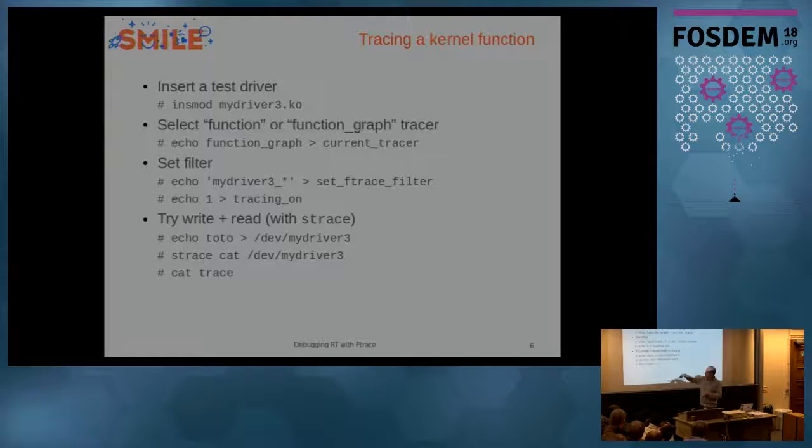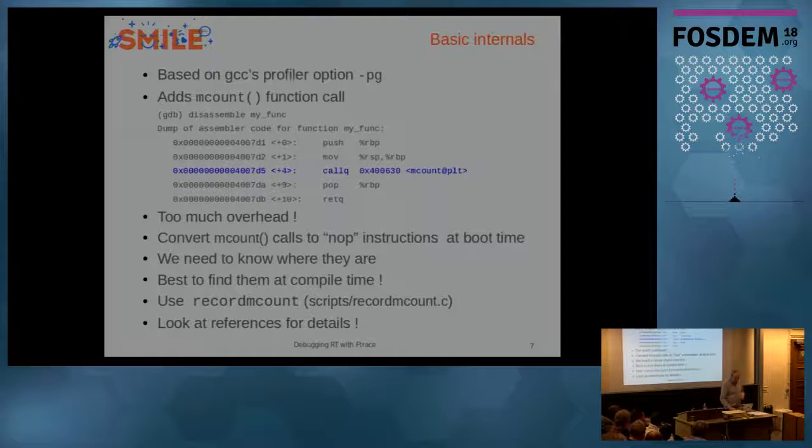If we have time, I can show you both strace and trace, the two ways of debugging the system. So, one slide only on the basic internals. It's a bit surprising, but it's based on mcount. It's a GCC profiler, just like in user space, but not really the same. When you compile with -pg, you generate a call to mcount at the beginning of the function, but there is lots of overhead.